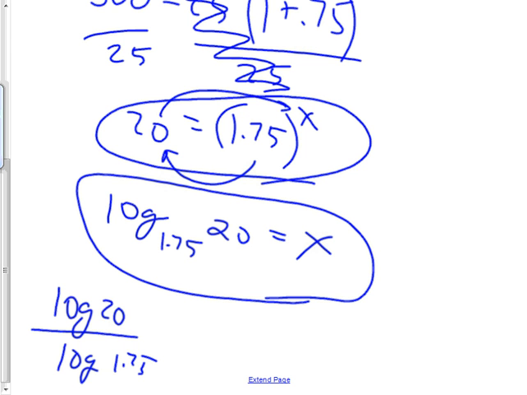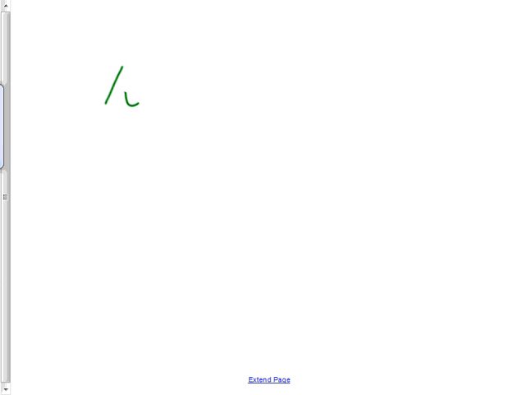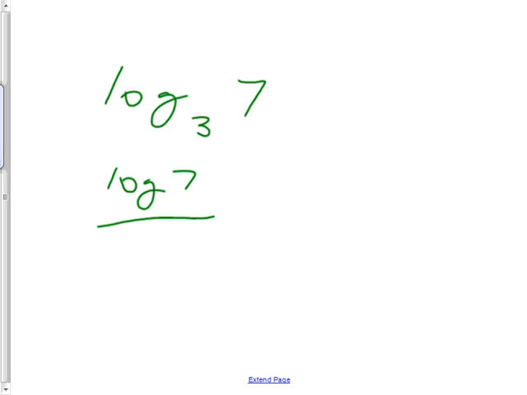I'm not saying anything that you don't have to know. You have to know everything. Log 20 over log 1.75. All right, so I'll show you another one, but it's not going to change. It's log what over log what? That's it. That's all there is to it.